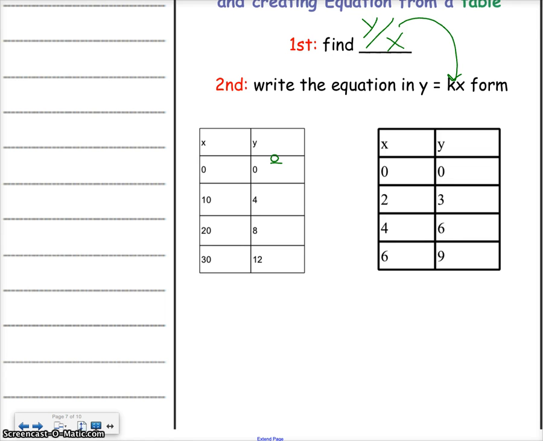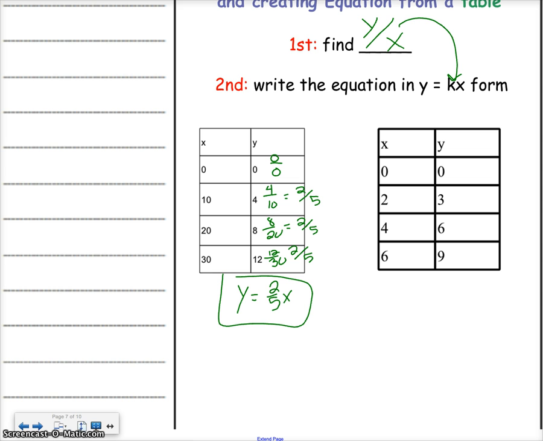So y over x: 0 over 0. Can't do anything with that because I can't analyze that. I can analyze 4 over 10, 8 over 20, 12 over 30. I feel like we did that one, don't you? And that was 2/5. Everything is a constant ratio of 2 over 5. So y equals 2 over 5 x.